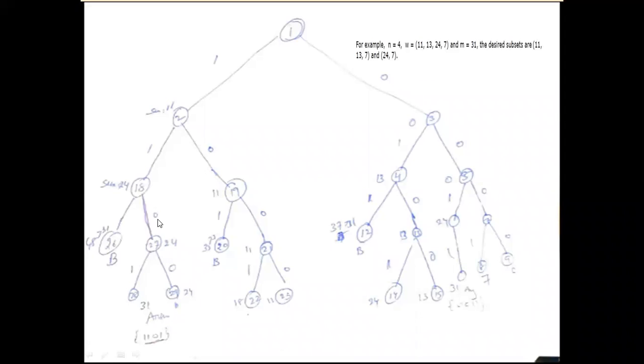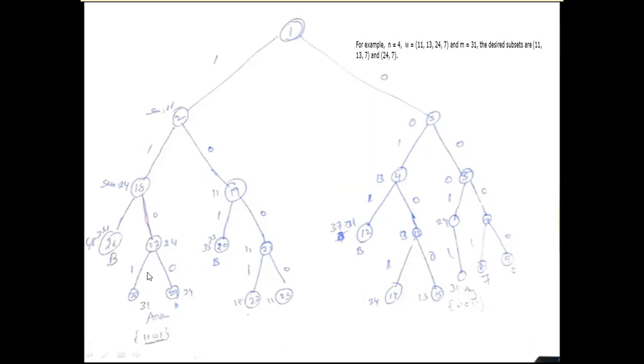It is because it is equal to 0. 0 means the third element is not considered in the sum. So the 27th node has sum equal to 24.